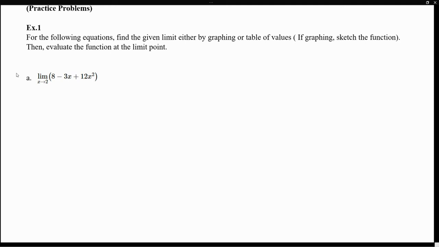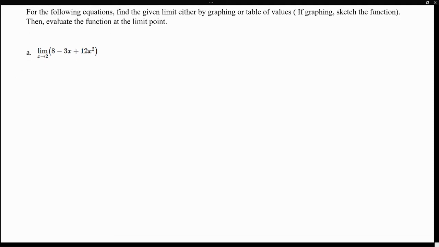So what exactly is going on in example A? Well, in example A, we have the function 8 minus 3x plus 12x of x squared. And we want to see what's going on with this function as x is getting closer and closer to 2. So how are we going to perform that?